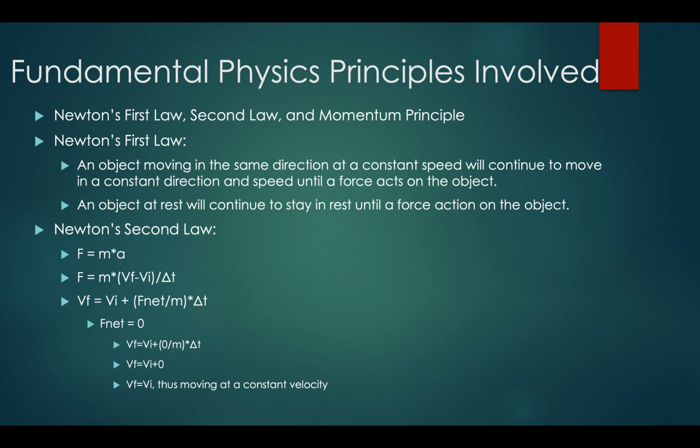From Newton's second law, we know that force is equal to mass times acceleration, and that is also equal to mass times the change in velocity over the change in time. We also know that the final velocity is equal to the initial velocity plus the total net force divided by mass times the change in time. If the total net force is zero, we are able to indicate that the final velocity is equal to the initial velocity, thus showing that it is moving at a constant velocity.